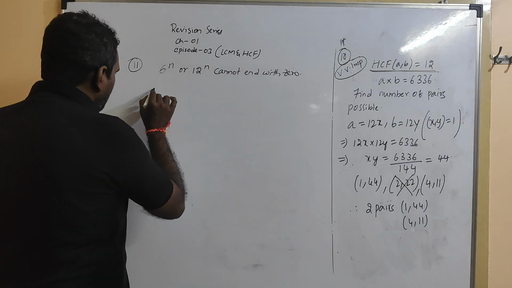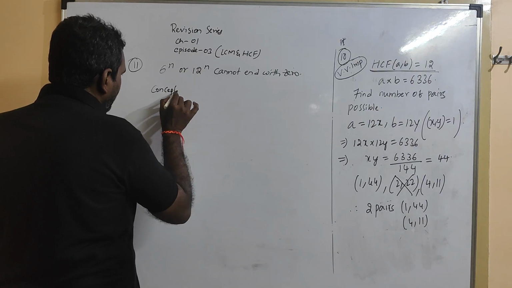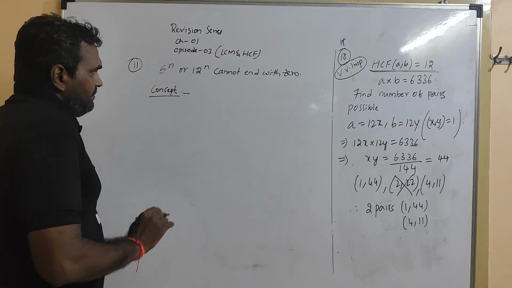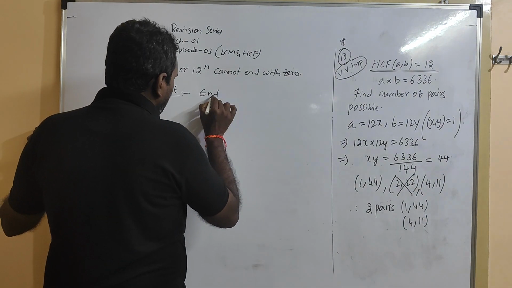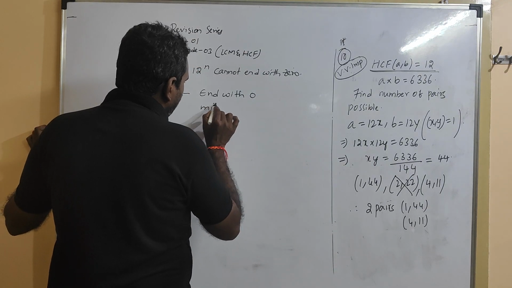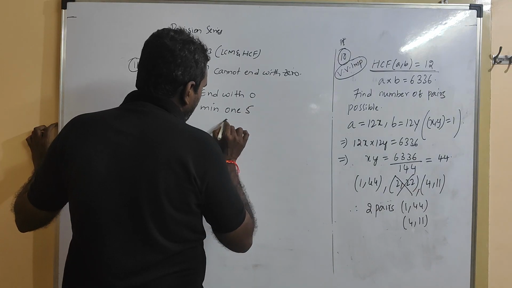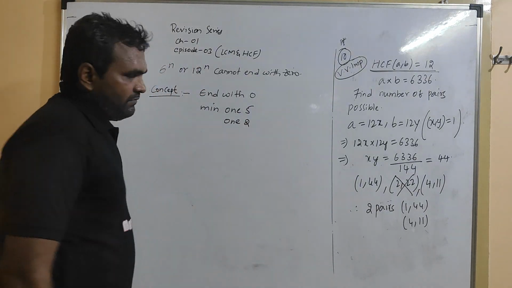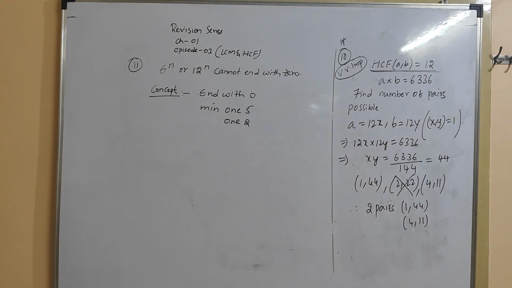But the logic is the same. That is the reason I wrote 2 questions here. See, the first concept I am telling, no need of writing in your exam. The concept is, if a number has to end with 0, minimum 1 factor of 5 and 1 factor of 2 has to be there. I am talking about the base. If the power is negative or positive, whatever it may be, we don't care about the power. I am talking about the base.